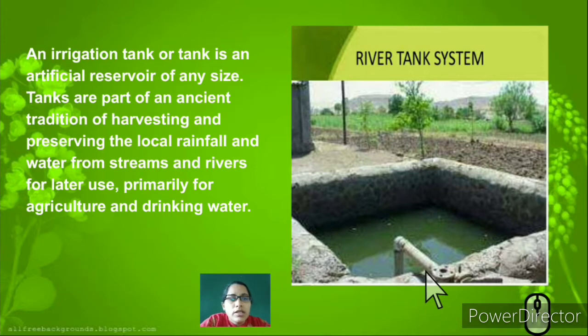Next comes the river tank system. This is also known as an irrigation tank, an artificial reservoir which can be of any size. It was usually used in the ancient period, an ancient tradition of harvesting and preserving the local rainfall, or the water that comes from the streams and rivers would be stored in this tank for later use, especially for agriculture, that is growing of crops, and also used as drinking water.